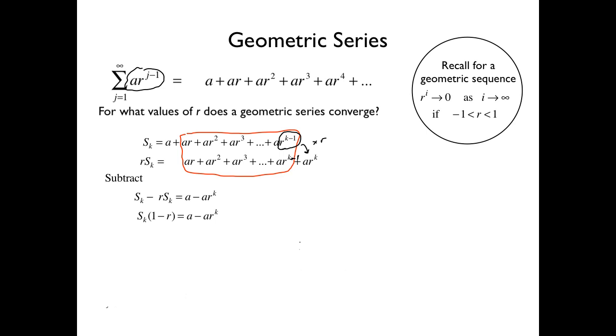So I can factor out my partial sum, and that's s of k times 1 minus r, and then I divide by 1 minus r. And then I take the 1 minus r as a common denominator and make a subtraction of two fractions. So this is just algebra. I was just doing some algebra here.